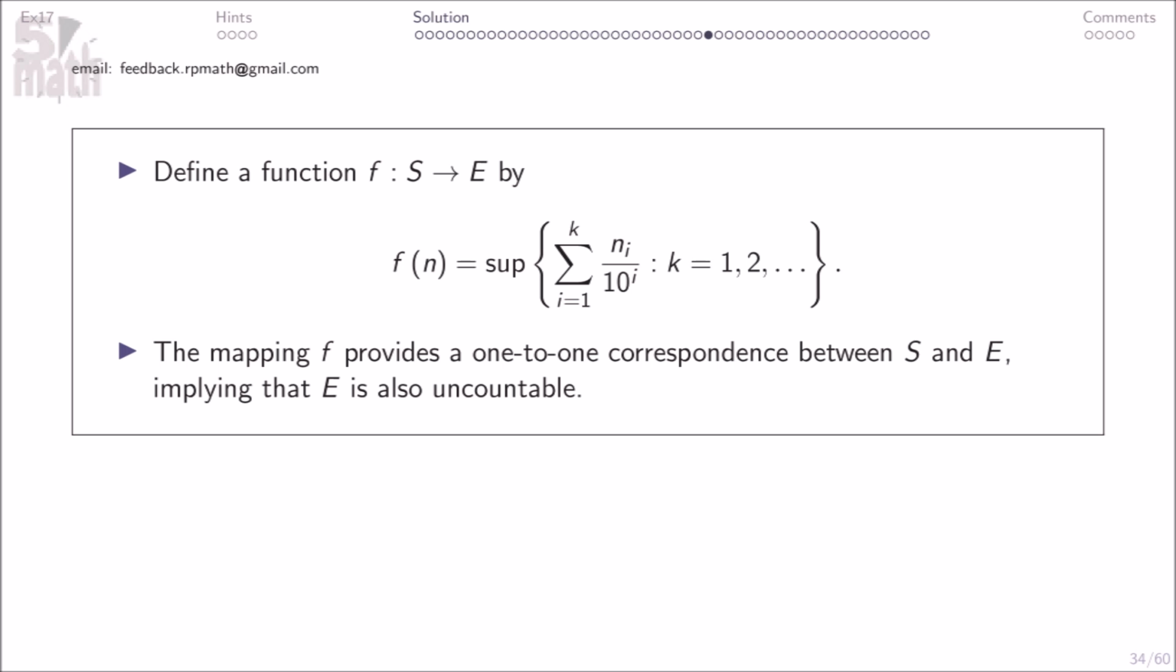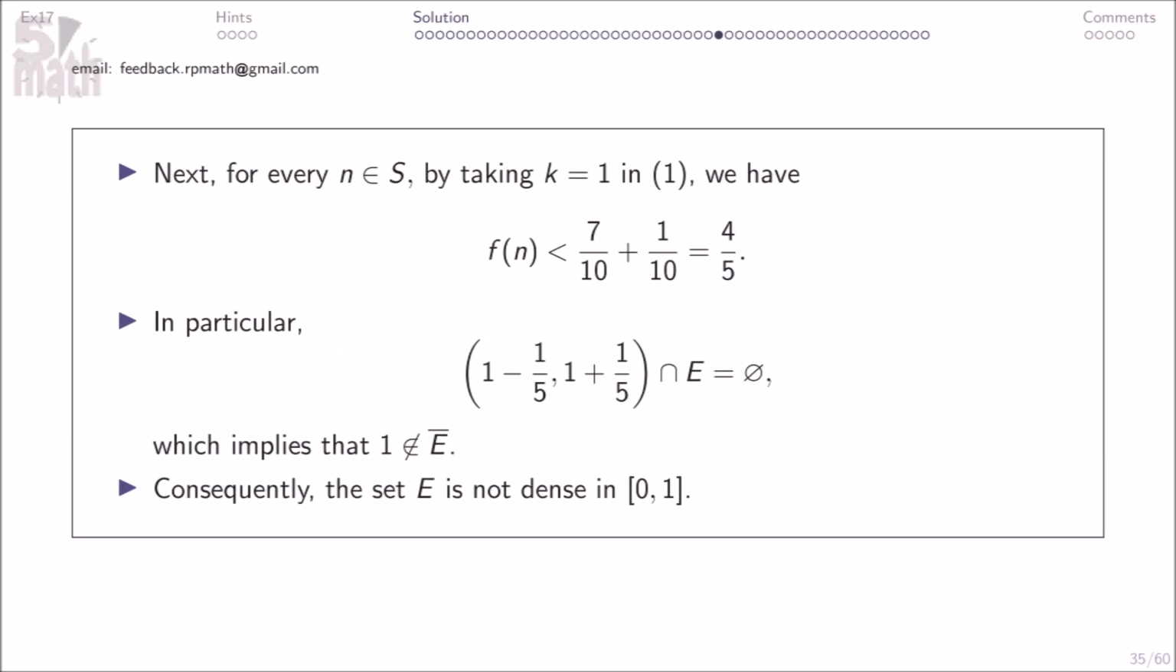Define a function f by f of n equals supremum. The mapping f provides a one-to-one correspondence between S and E, implying that E is also uncountable. Next, for every n in S, by taking k equals 1 in inequalities 1, we have f of n. In particular, this implies that 1 is not in the closure of E. Consequently, the set E is not dense.